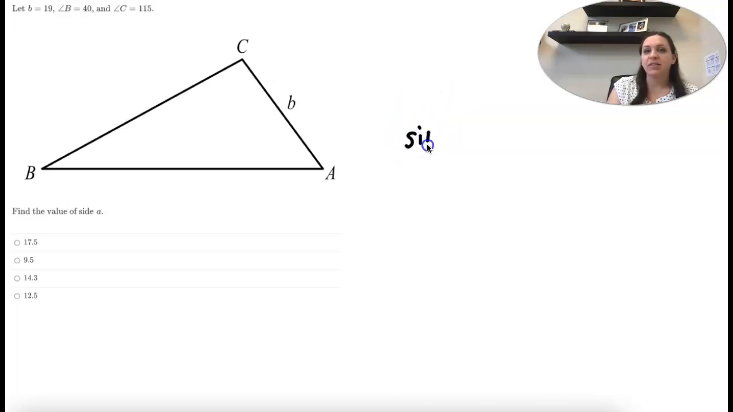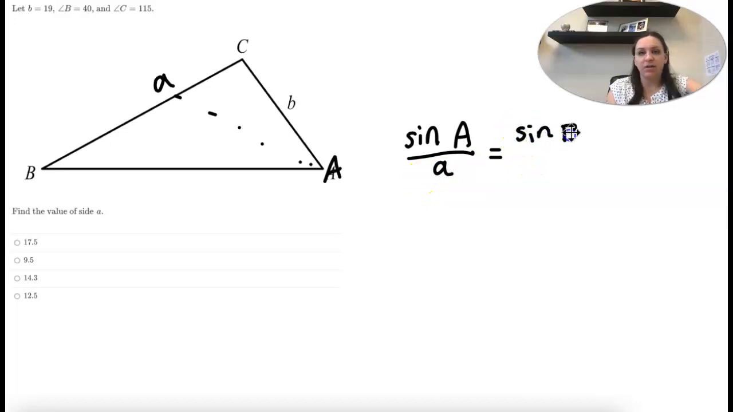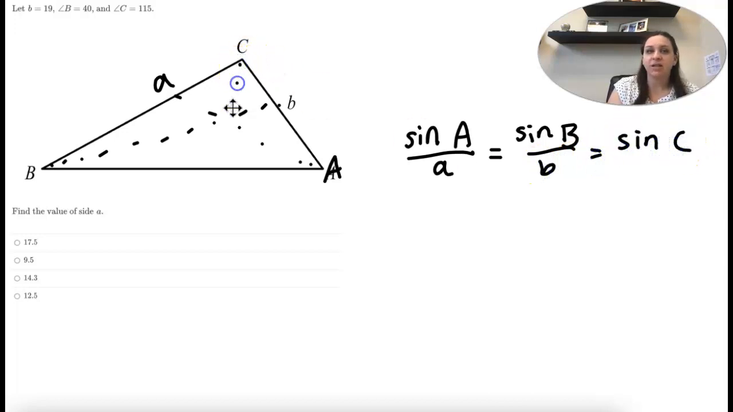If I take the sine of angle A divided by side A, so remember, if angle is the capital A and then the one across is the side in lowercase, it's equal to the sine of angle B across from side B. And that equals the third angle, sine of C over side C.